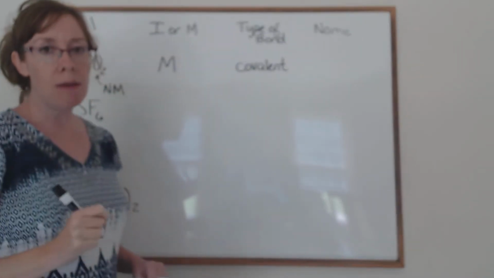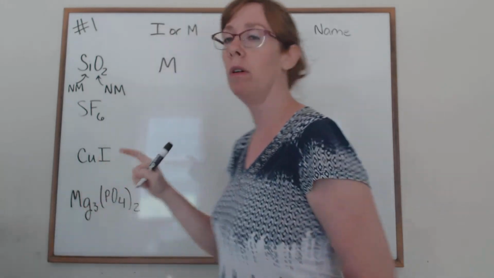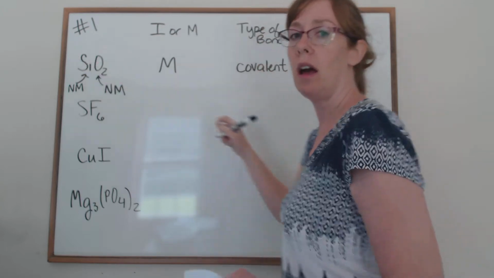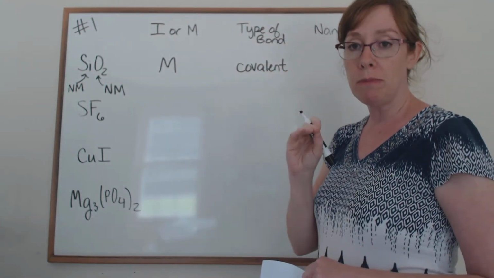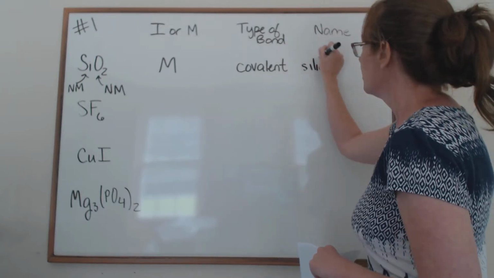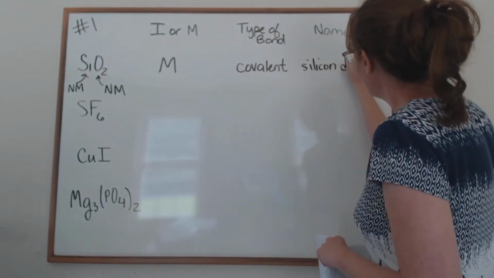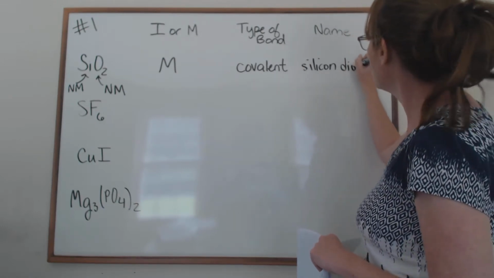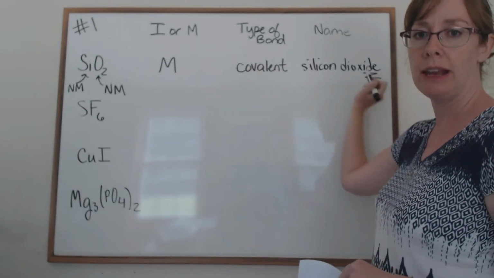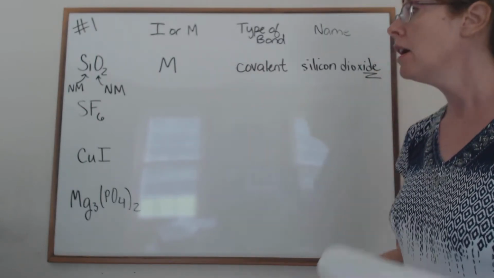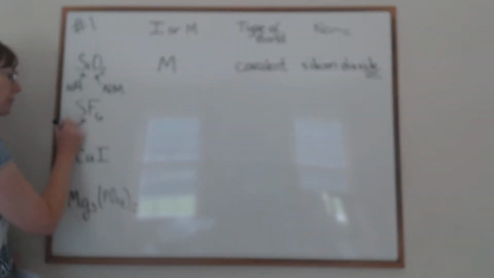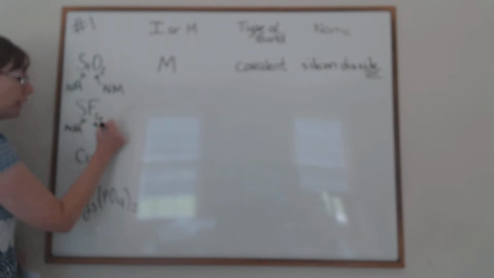When you name molecular compounds, remember you use prefixes: prefix of the first, prefix of the second. So there's one silicon. That would usually be mono, but mono is omitted on the first element. So you would just say silicon, di, and then oxygen, but you always end molecular compounds in "ide." No exceptions. If it's molecular, it ends in "ide." So silicon dioxide.